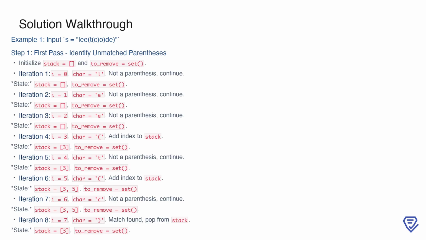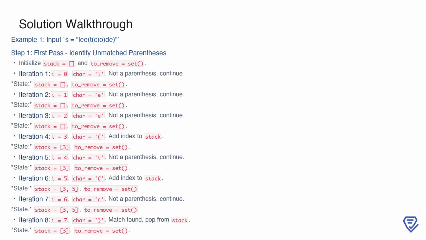To solve the problem, we start by identifying unmatched parentheses. For the input string s equals "lee(t(c)o)de)", we initialize an empty stack to track the indices of unmatched opening parentheses and an empty set, to_remove, to store indices of unmatched closing parentheses. As we iterate through the string, we first encounter characters that are not parentheses, like l, e, and e. These are skipped, and the stack and to_remove remain unchanged.